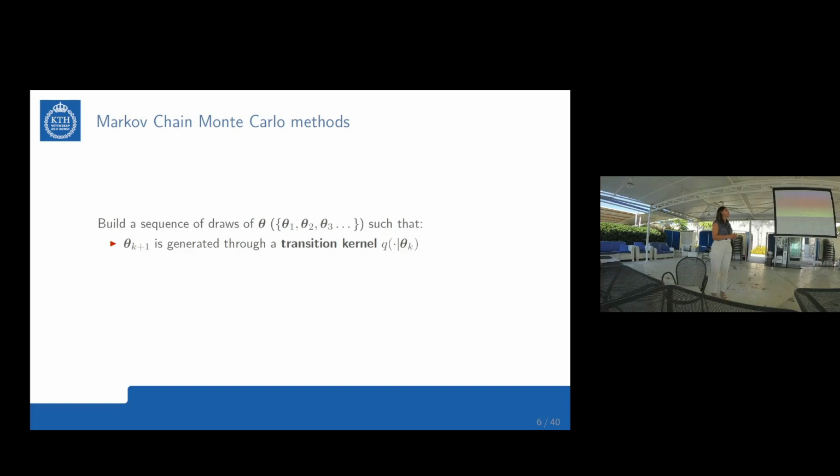Moreover, we want the stationary distribution of this transition kernel Q to be the posterior distribution, so the function that we want to characterize. And this means that after a transient of this chain, we will be sampling from this transition kernel as if we were sampling from the posterior distribution, which is really what we want to do.